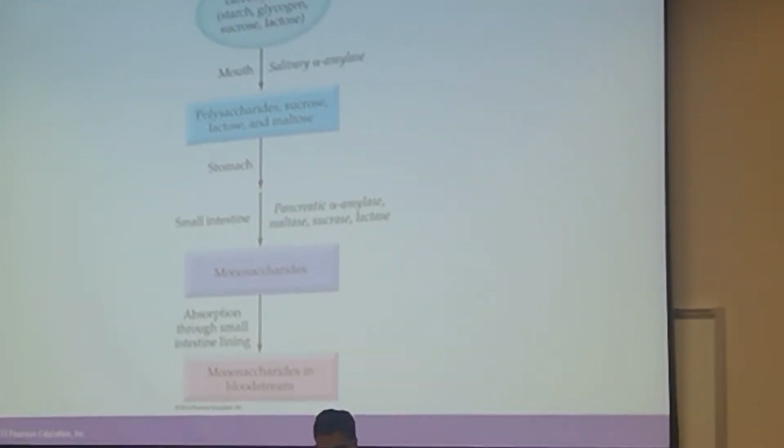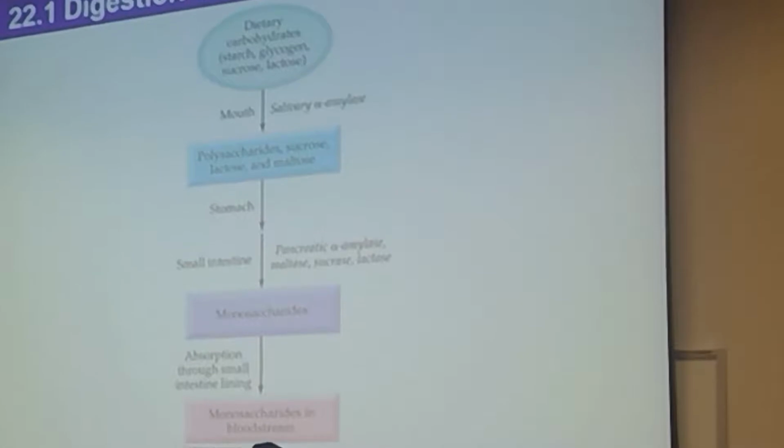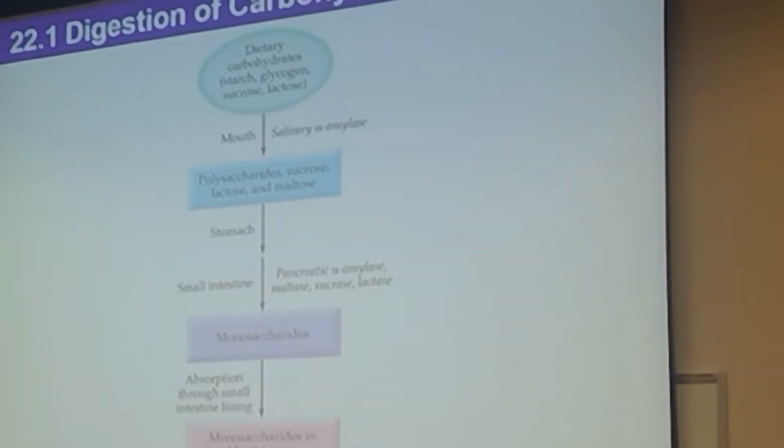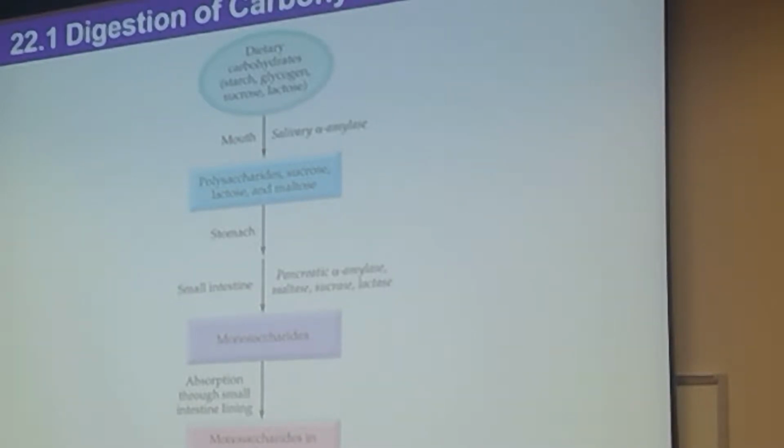So if we list them, starch is one of the major carbohydrate, polysaccharide. Then we take milk, from which we get the lactose. We take our table sugar, that is sucrose. These are the carbohydrates that we take with our food. So what happens? In our mouth we have saliva, and saliva contains an enzyme. That enzyme we call the salivary alpha amylase.